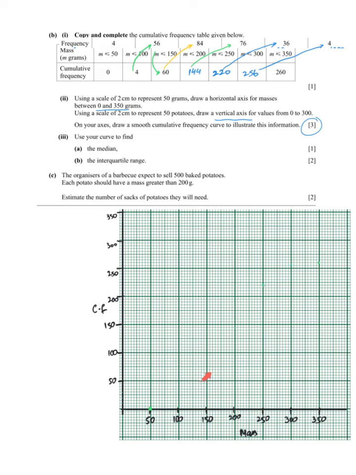I have marked all the points, and now I need to join them with a smooth curve. So that's how the CF curve looks. That is the completion of the second part, right? After that, it says use your curve to find the median.